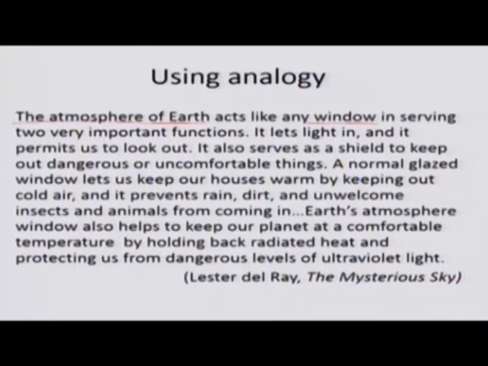So, both actually serve two important functions. So, what are these? It lets light in and it permits us to look out. So, this is one. It also serves as a shield to keep out dangerous or uncomfortable things. So, this is two. So, how are these two functions similar between the atmosphere of Earth and the window?